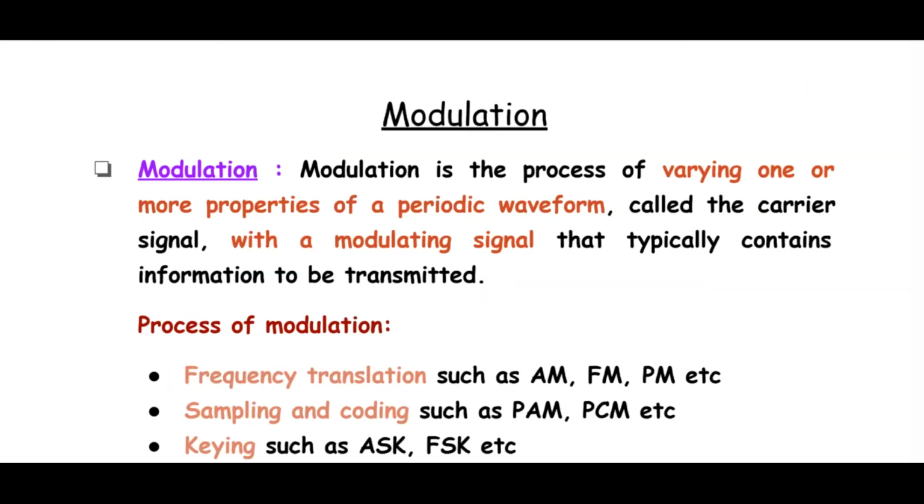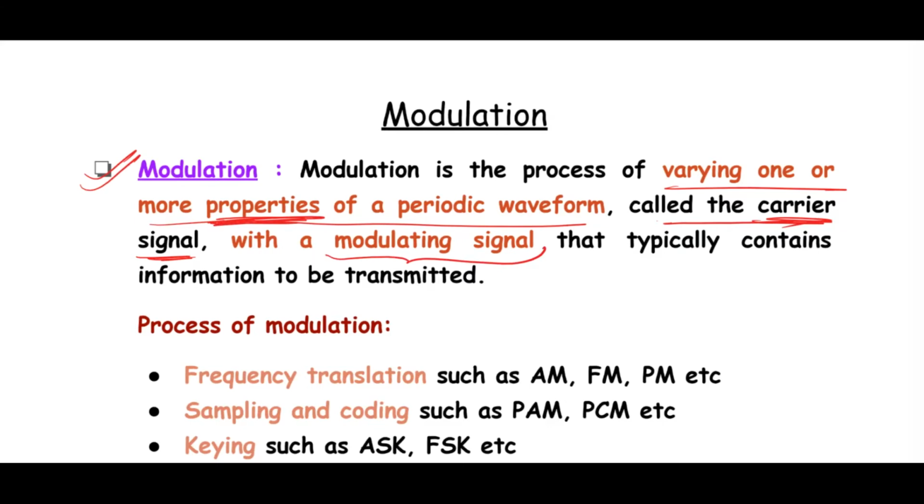Now let us see the definition of modulation. It is the process of varying one or more properties of a periodic waveform, that can be amplitude, frequency and phase, which I've already explained. This particular wave is known as the carrier wave or carrier signal. These properties of the carrier are varied in accordance with the modulating signal. Basically, this modulating signal carries the information.